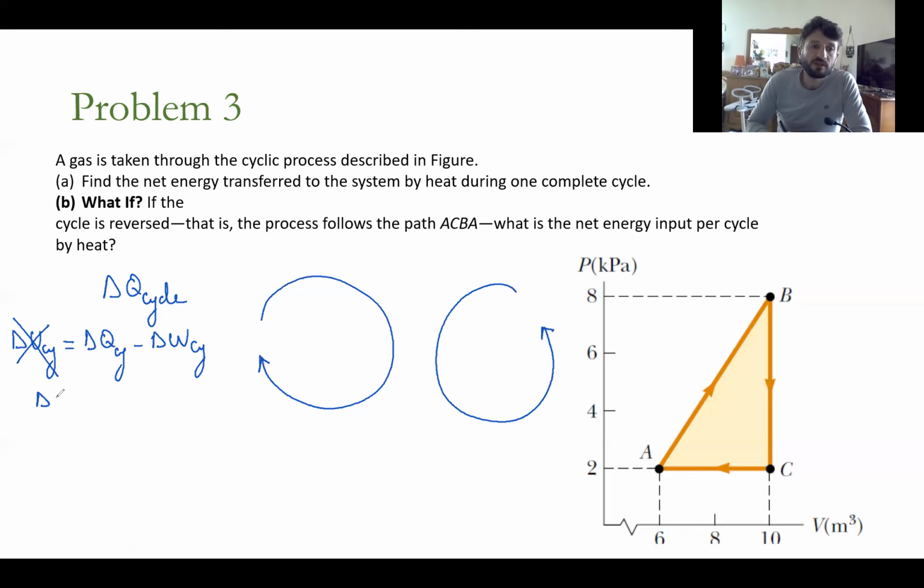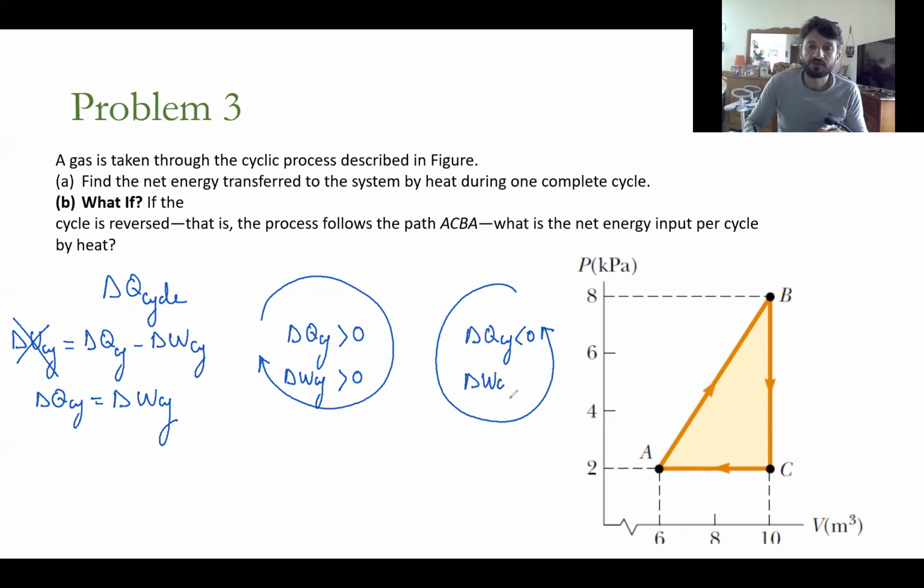So dQ equals d omega. In the case of a clockwise cycle, delta Q of the cycle must be positive, so d omega of the cycle must be positive. In the case of anti-clockwise, delta Q of the cycle is negative and d omega of the cycle is negative.